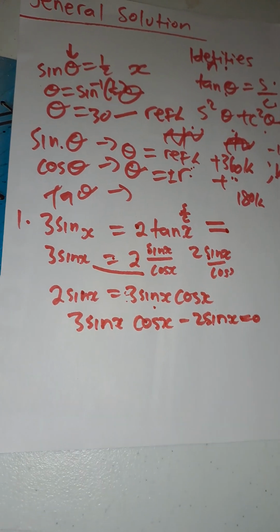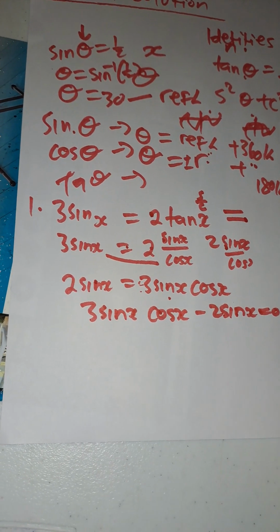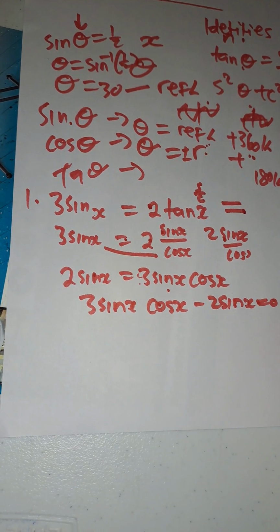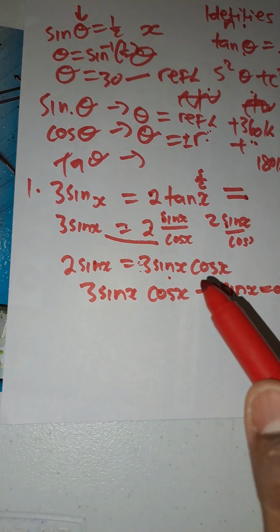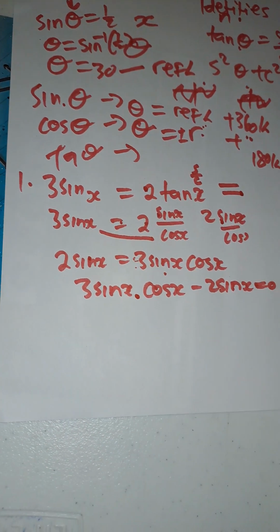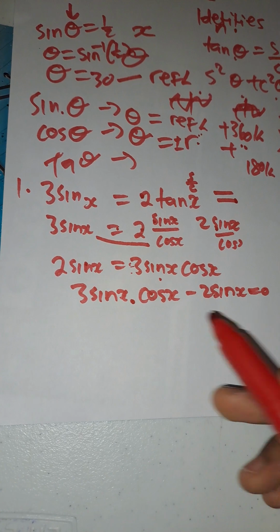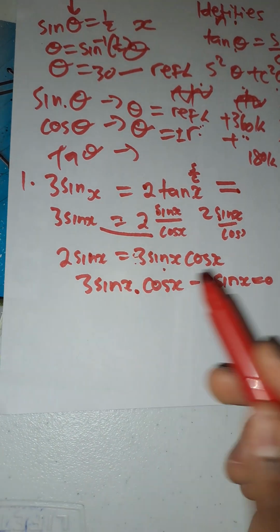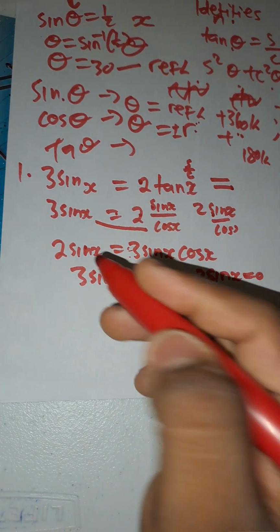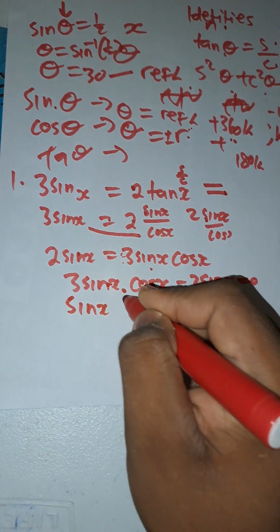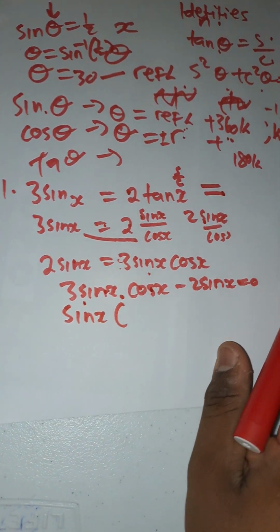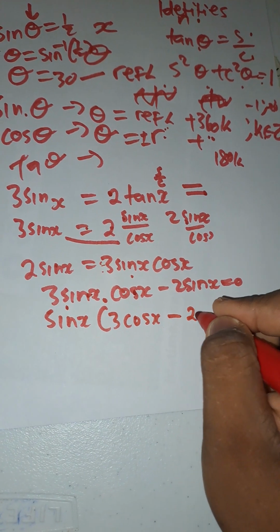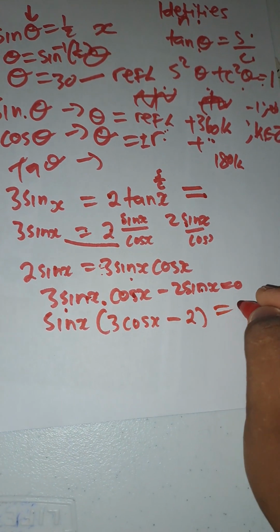Okay, and then let me show you something. Don't take this 2 sine x to the other side. You'll be confused. Since I know sine x and cos x are being multiplied to each other, I can find what's common. What's common? It is sine x. So I have to factor out what is common, since this one is multiplied to that one. So it's going to be sine x, open bracket, sine divided by sine, I'm going to be left with what? 3 cos x, and then minus 2, because this sine will be divided, and this equals 0.